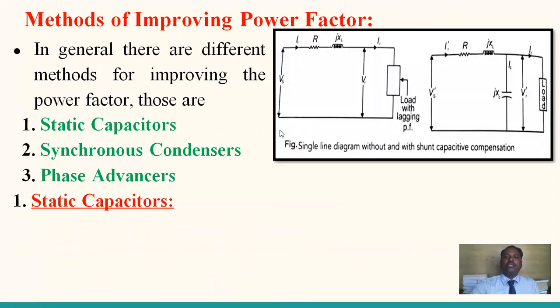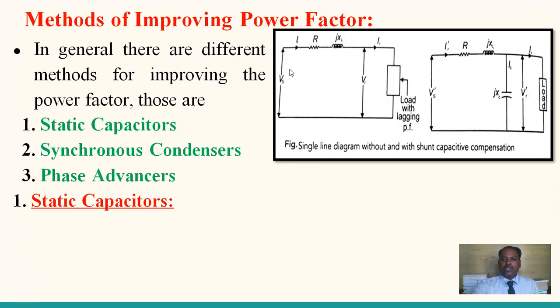Yes. So this is a single line diagram without and with shunt compensation. A line having a phase and neutral with a source voltage of Vs, and this is the sending end current Is, R plus jXL. This is the impedance of the line, and this is the source current, and this is the load current, and this is the load side voltage.